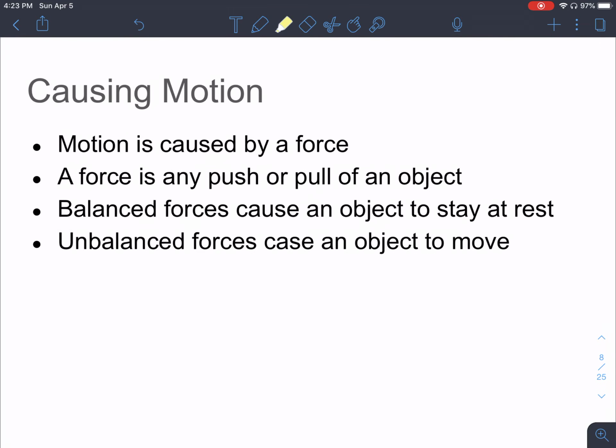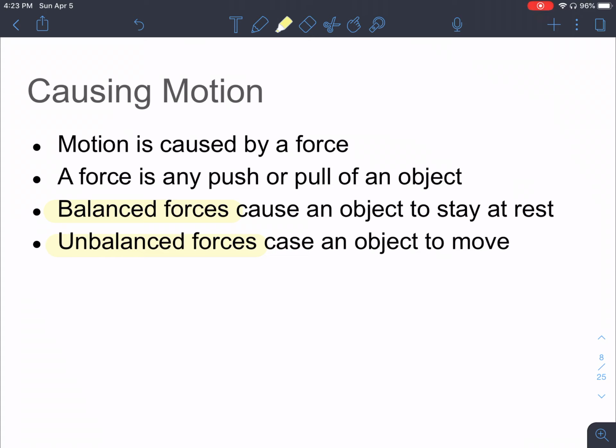All right, and causes of motion. Motion is caused by a force. It can be a push or pull, like we said on the first couple slides, and that results in unbalanced forces or balanced forces. I said that in the opposite order that I highlighted. Sorry about that. But balanced forces keep an object at rest.